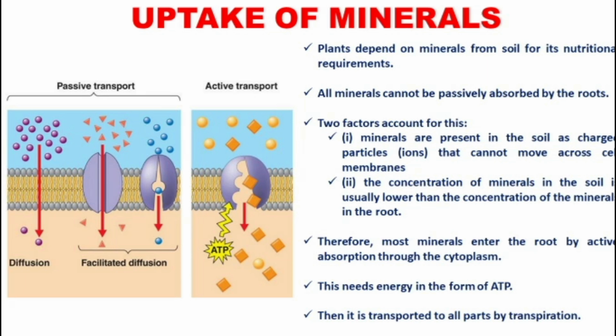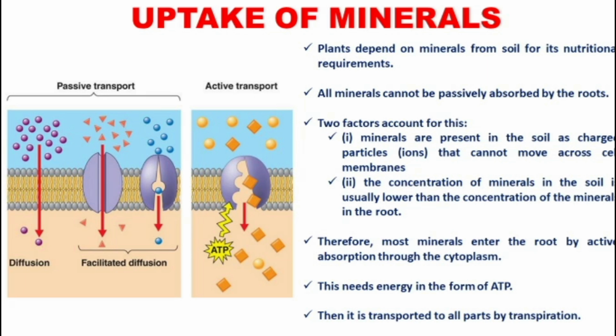The second one is that the concentration of minerals in the soil is usually lower than the concentration of minerals in the root, because the roots are continuously absorbing minerals. Hence, the concentration of mineral ions inside the root is very high when compared to the concentration of minerals in the soil. Therefore, most minerals enter the root by active transport through the cytoplasm.